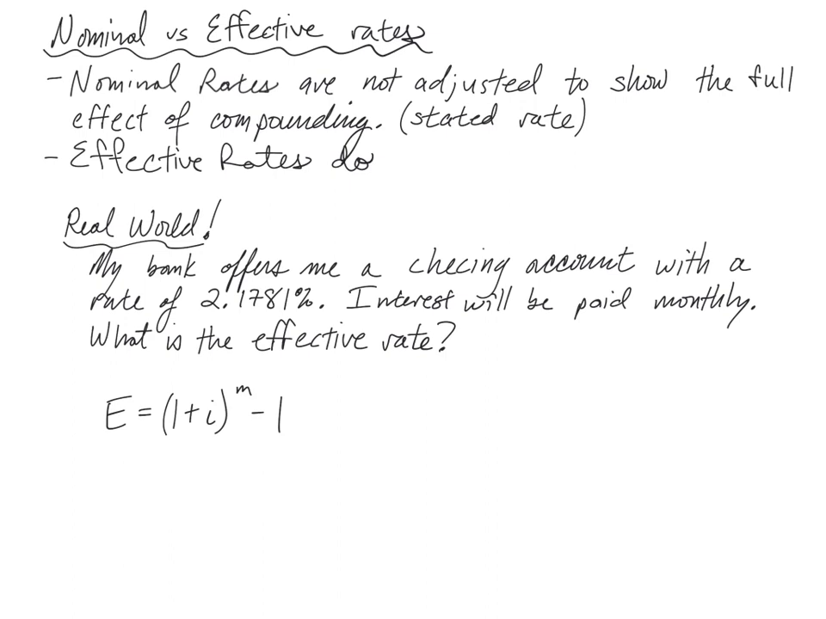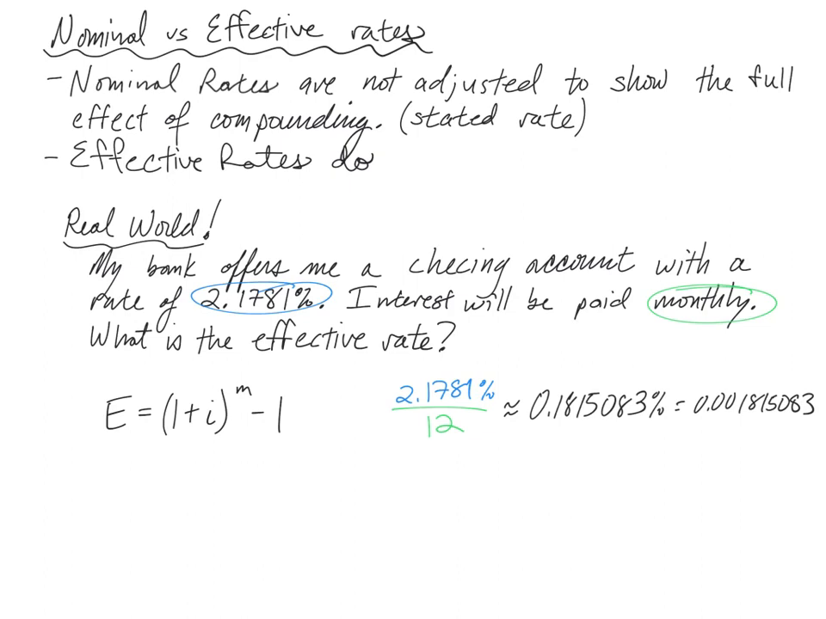We have a 2.1781. This is happening monthly, so that'll mean divide by 12. And that'll give me this percentage here. But because we are about to put this percentage into a formula, we have to have it as a decimal. So here's the decimal equivalent. Move the decimal point 2 to the left to get the decimal equivalent. The number of compoundings here we know per year will be 12 because, again, this is happening monthly.